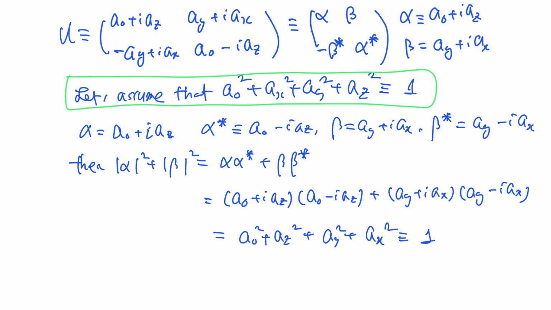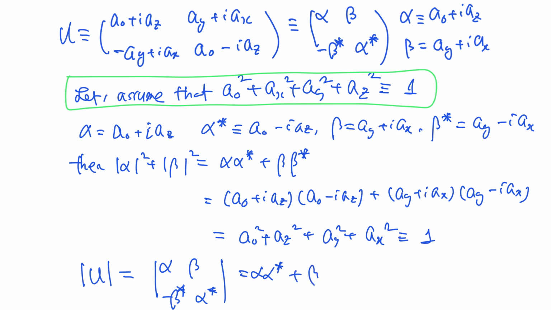How about the determinant of U? Alpha, beta, minus beta conjugate, alpha conjugate: it is alpha times alpha conjugate plus beta times beta conjugate, which is equal to 1, right? So definitely it is non-zero. So that means the determinant is non-zero. You can say that the inverse exists, right?